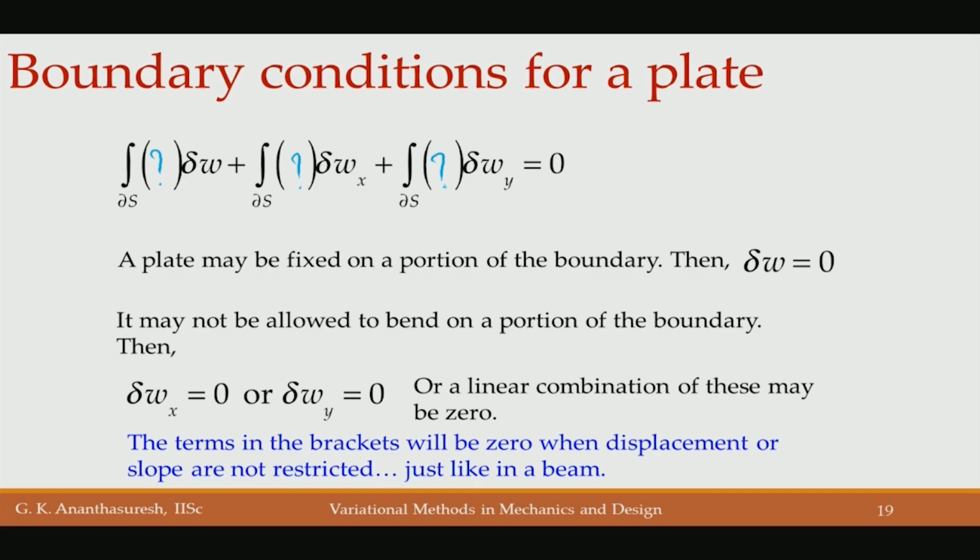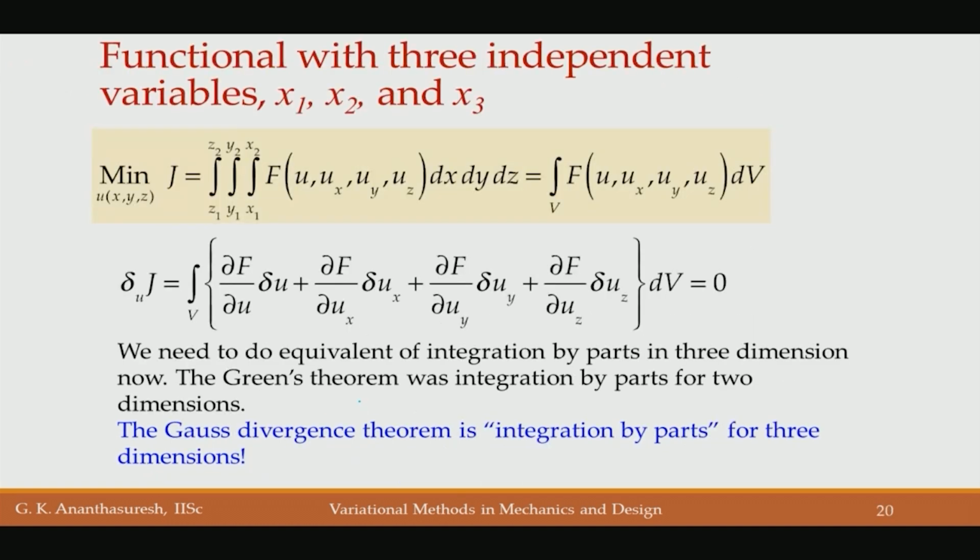There is a set of conditions a plate will have, they are either Dirichlet or Neumann, we can solve those things. And based on whether W is specified, Wx is specified, Wy is specified, we can change the boundary conditions and solve the problems. Okay. That is about 2 variables.